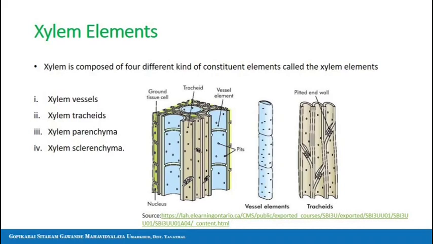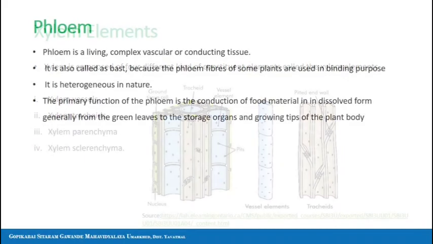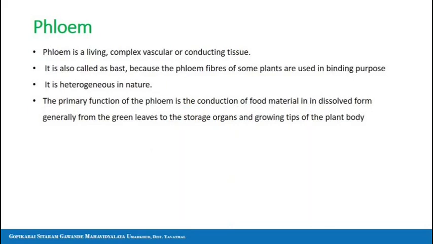Now we will move towards the next complex tissue, that is phloem. This phloem is a living complex vascular or conducting tissue. It is also called bast because the phloem fibers of some plants are used for binding purposes. Again, it is heterogeneous in nature, meaning it consists of different kinds of cells or elements, and the primary function of the phloem is the conduction of food material in a dissolved form, generally from green leaves to the storage organ and the growing tip of a plant body.